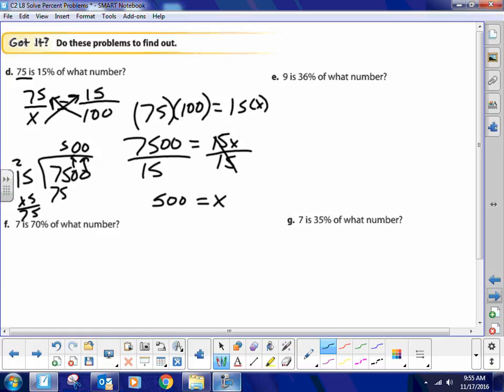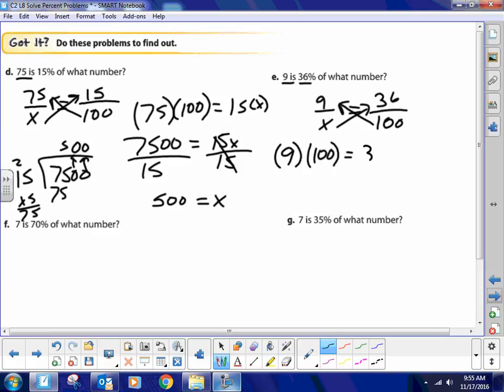All right. The next question is, 9 is 36% of what number? We know the is, we know the percent. We don't know the of. So go ahead and set up our problem. The is 9. The percent is 36 over 100. Okay? And we don't know our of. We cross multiply real quick. That's 9 times 100, which I know you can figure out as 900, which I almost wrote. All right, and then you got 36x.